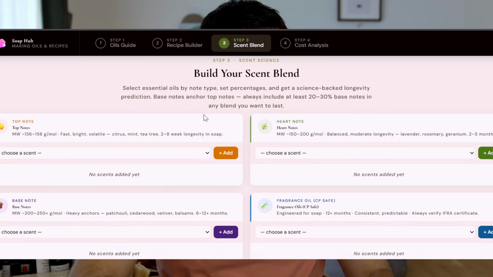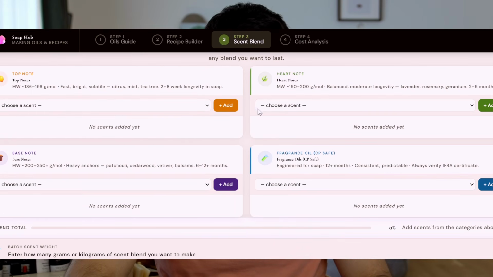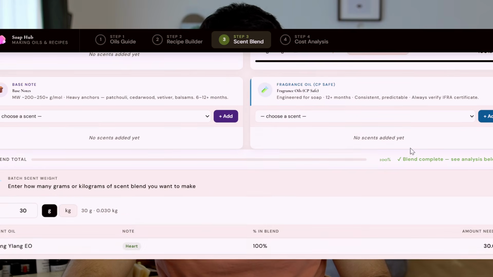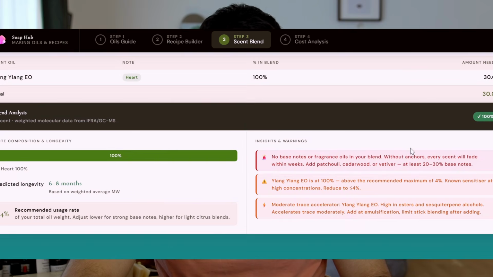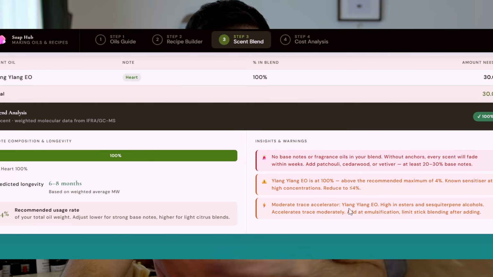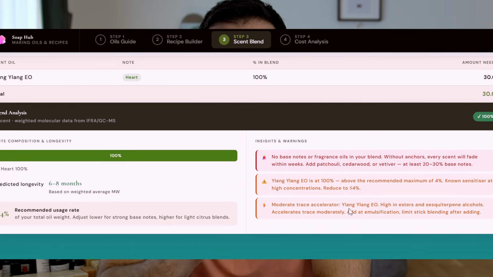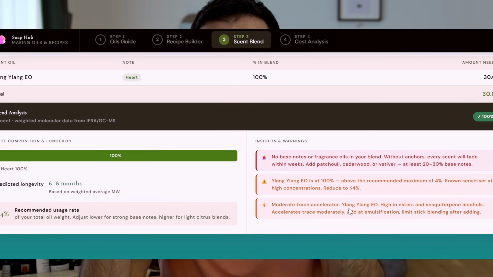And there are certain oils. Let's just say, for example, we use ylang-ylang essential oil, and we want to have something that smells 100% of ylang-ylang. Then, you know, ylang-ylang is basically a moderate trace accelerator. So it's high in esters, and those compounds usually lead to trace acceleration and your soap basically solidifying before you can pour it into the mold.